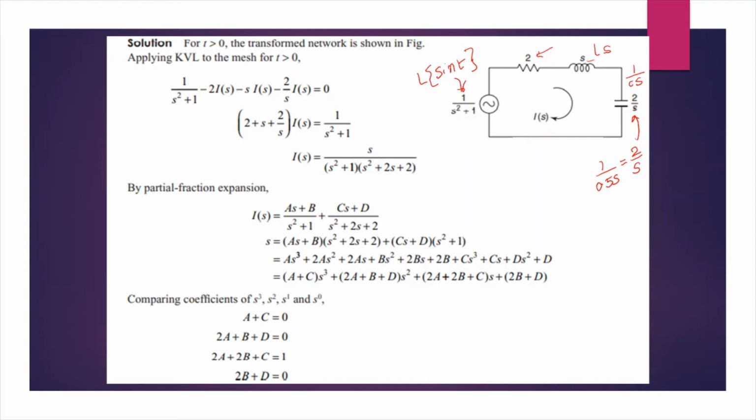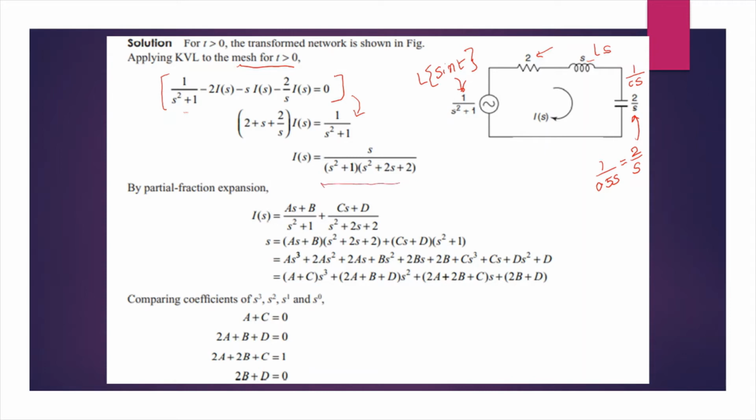Now let's write the mesh equation for t greater than 0. We'll start with 1 by S squared plus 1, that is the first term, minus 2 into I(S), that is the drop across the resistance, minus S into I(S), minus 2 by S into I(S) is equal to 0. From this equation, we bring all the other terms other than I(S) to the right hand side, simplify it, and we'll get it like this.